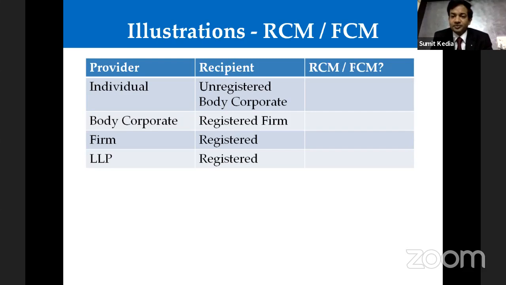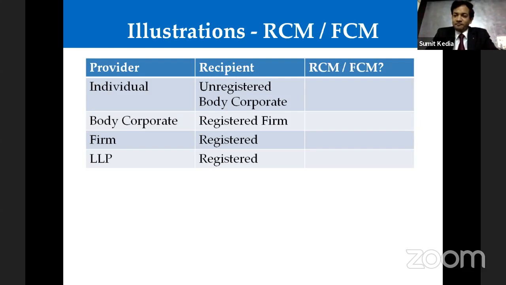Second, the provider is a body corporate, the recipient is a registered firm. Whether RCM or FCM will be applicable? Here, again, let's test. The provider of service should be any person other than a body corporate, but here it is a body corporate. The first condition fails, and hence RCM is not applicable. We need not see who the recipient is. The recipient is satisfied because it's a registered firm, but because the provider is a body corporate, one of the conditions fails. I said RCM means both conditions should be satisfied. Here, since one of the conditions fails, RCM will not be applicable. Again, FCM will be applicable in this transaction.